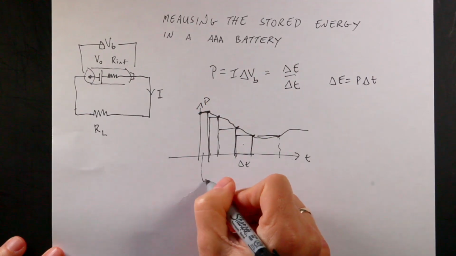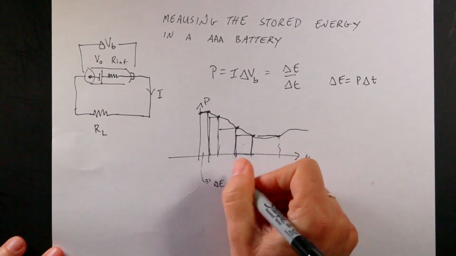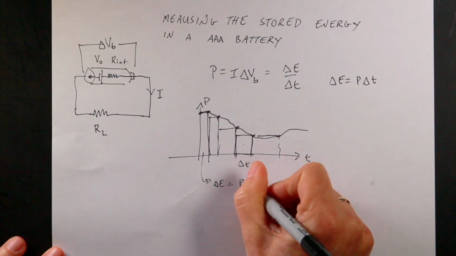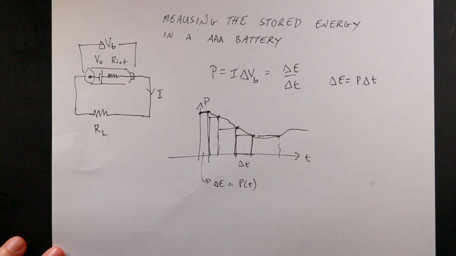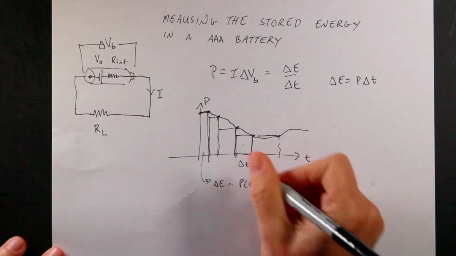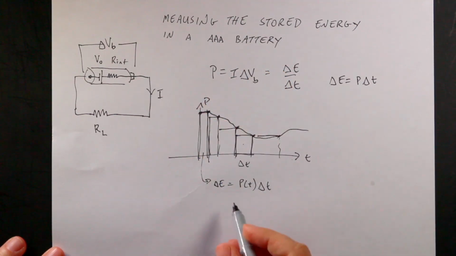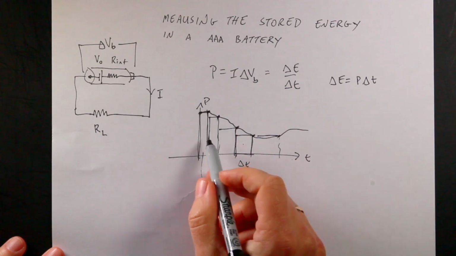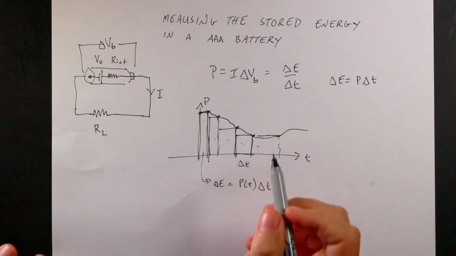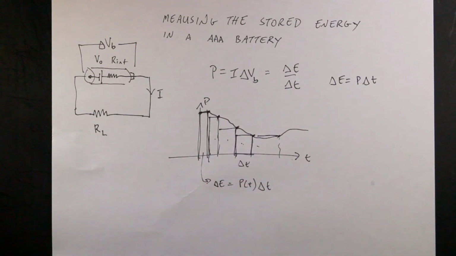So each of these has an energy delta E, which is just going to be P as a function of t, or whatever it is, times delta T, right? So that's an easy thing to calculate, the area of that rectangle. Then the total energy is just going to be adding up the sum of all these boxes. That's what we do in integration anyway, and we're going to do it with data. And I'm going to show you how to do that in Python. We can also do that with a spreadsheet, even though I just don't really like doing the spreadsheets.